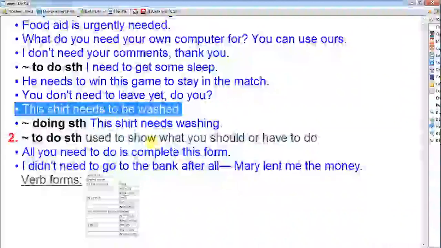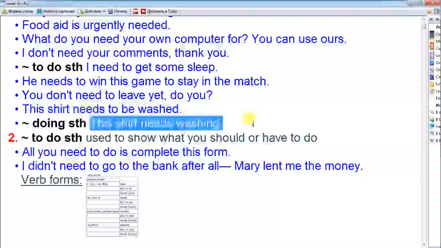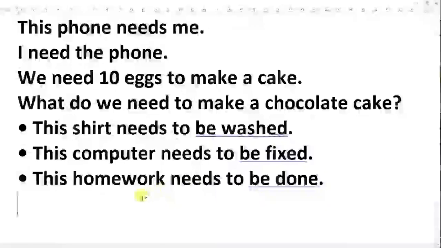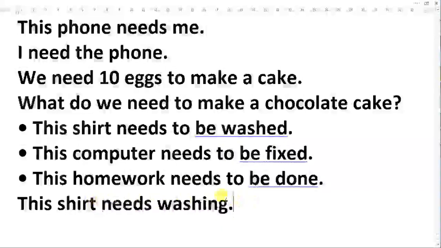Or you can say -ing. This shirt needs washing. This shirt needs washing. Shirt is for boys, dress is for women. This shirt needs washing. Understand? Good.